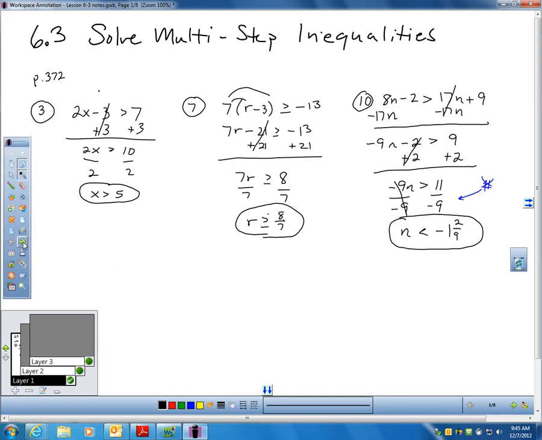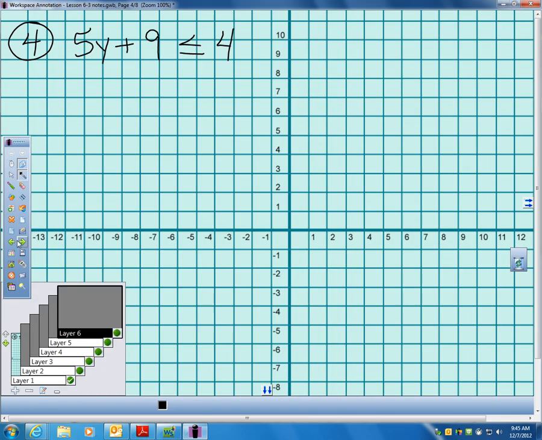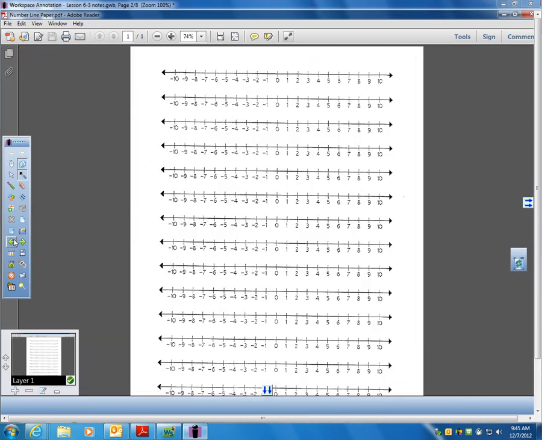Okay, so I want to graph that now. So I'll go to negative 1 2/9, which would be about over here. I'm using an open circle because it said less than, it did not include equal, and I want the values that are less than that. So I'm arrowing to the left. Okay? So again, just doing multi-step inequalities.